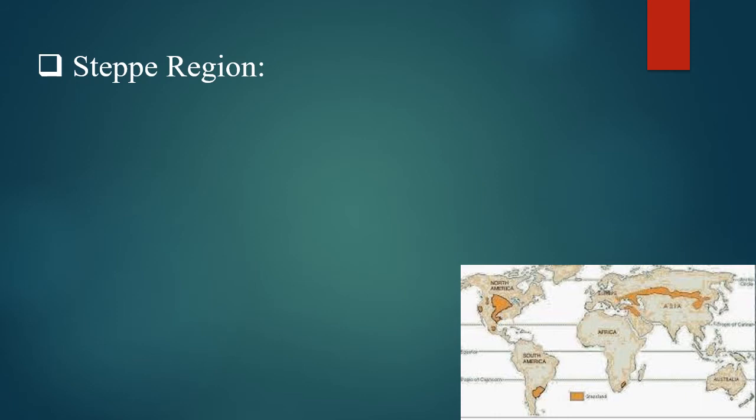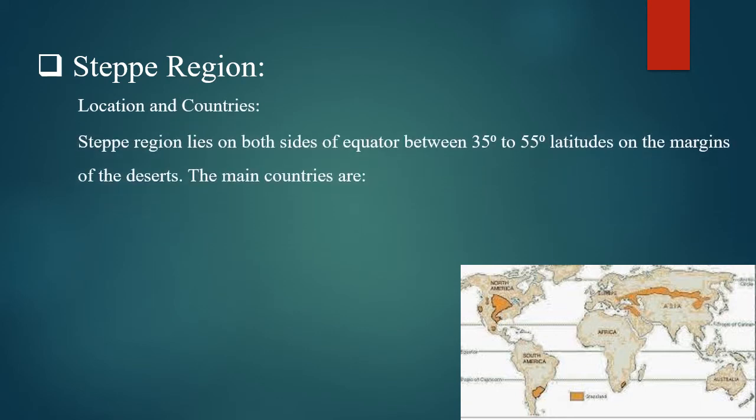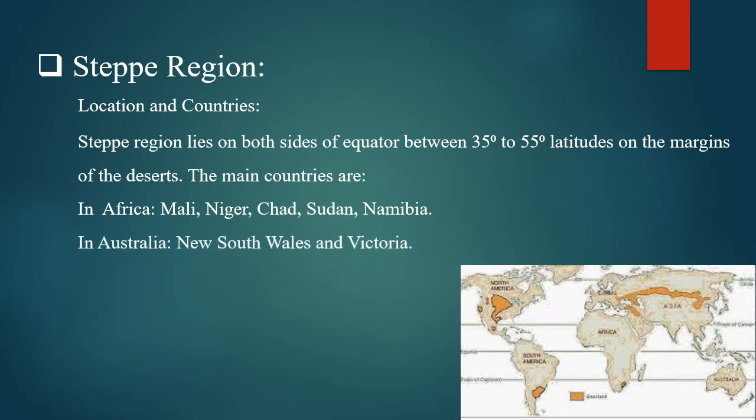Steppe region. The term steppe means grassland, a low precipitation region with enough rain for grass but not enough for trees. Location and countries. Steppe region lies on both sides of equator between 35° to 55° latitudes on the margin of the deserts. The main countries are in Africa, Mali, Niger, Chad, Sudan, Namibia. In Australia, New South Wales and Victoria. Central Asian states.